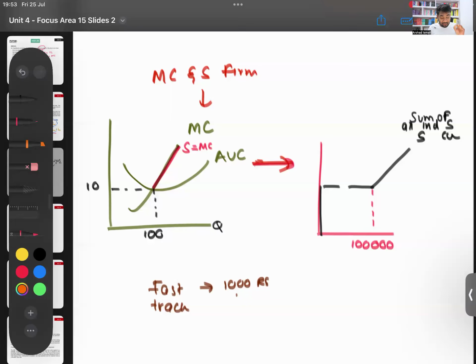So a firm will continue to supply if they can at least cover their marginal cost. That is why the marginal cost curve becomes the supply curve. The supply curve shows the minimum price you want to supply a unit.